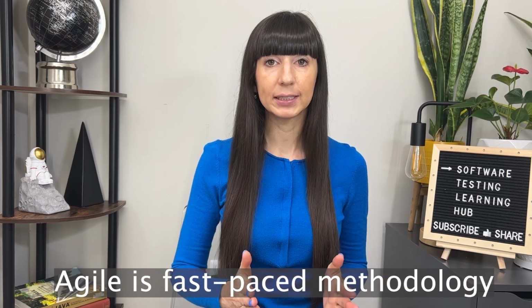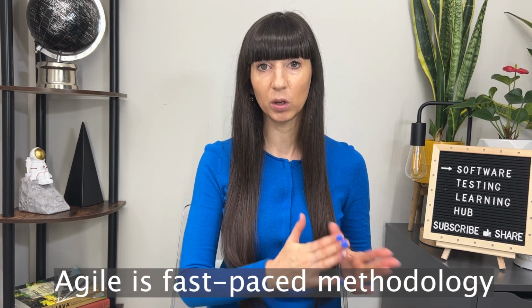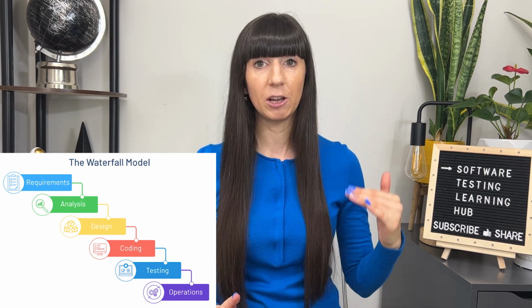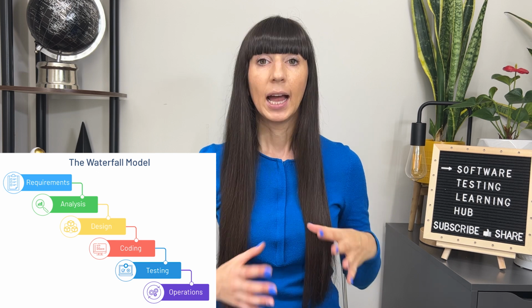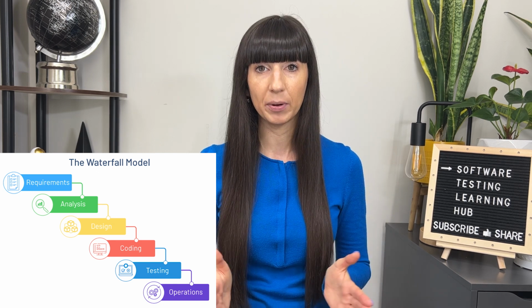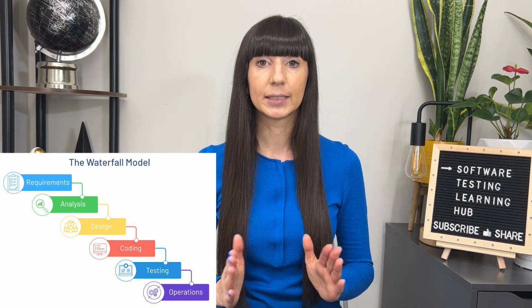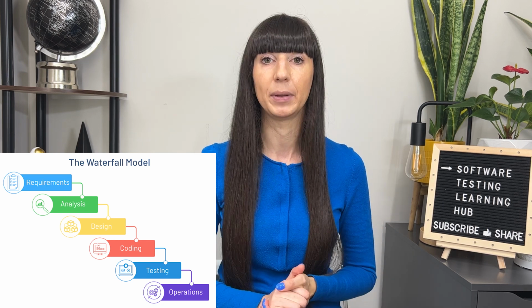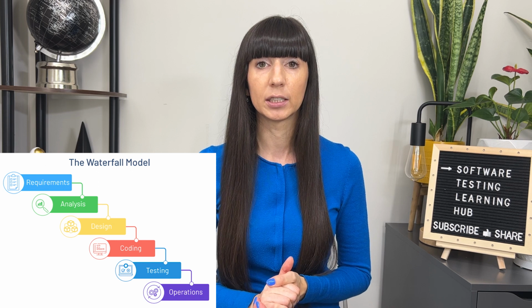Agile is a fast-paced methodology compared to Waterfall. In Waterfall, everything is done slowly. It's following the stages the same as the SDLC process, and each stage is a separate stage. It takes time, and the projects do not move to the next stage until the previous stage is completed. This is the opposite of Agile, and it's called Waterfall.